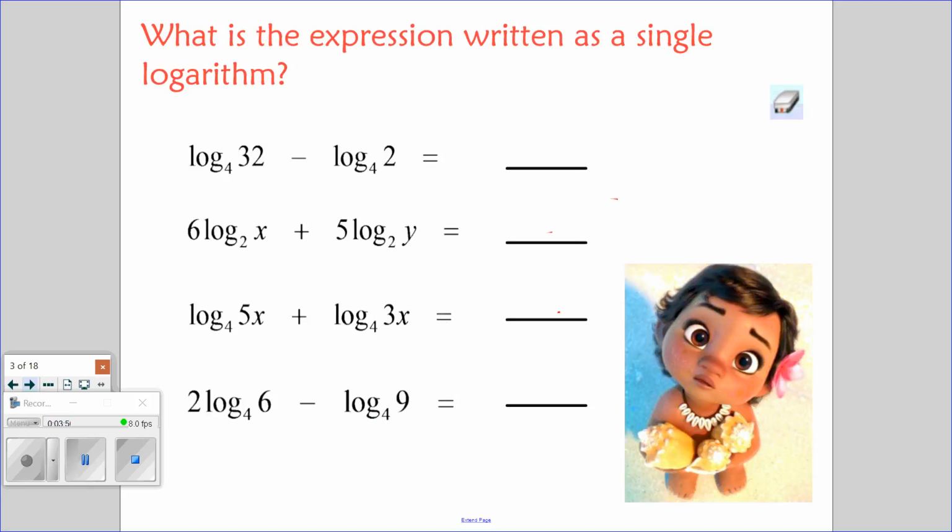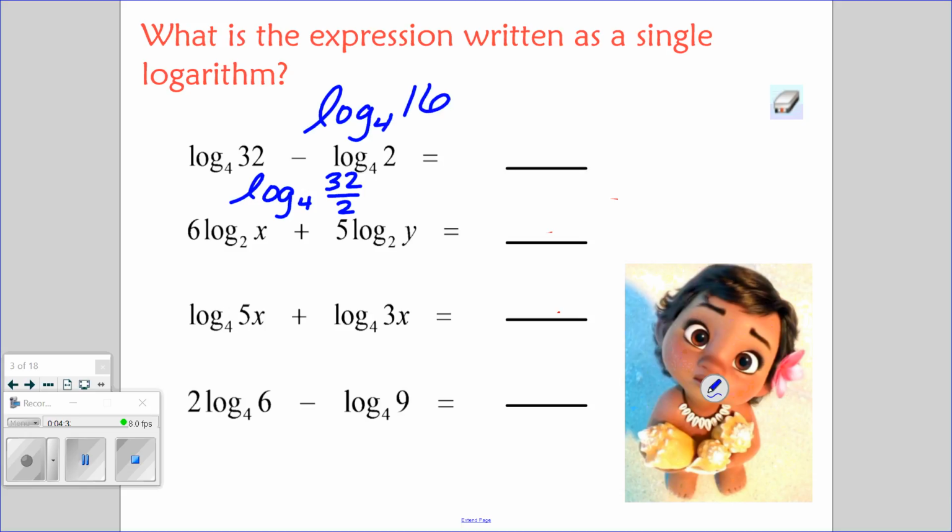So, what is the expression written as a single logarithm? If I have log base 4 of 32 minus log base 4 of 2. What we want to do is condense them down to 1. Since it's subtraction, how does that come back together? It'd be log base 4 of 32 over 2. It goes back as division. What is 32 divided by 2? 16. Log base 4 of 16.